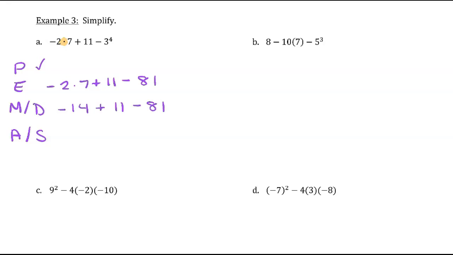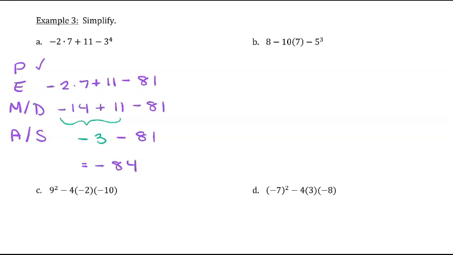Last, we have addition and subtraction, and we'll move from left to right. So we have negative 14 plus 11, which gives us negative 3. So now we have negative 3 minus 81. Negative 3, take away another 81, is negative 84. And now we've simplified that using correct order of operations.